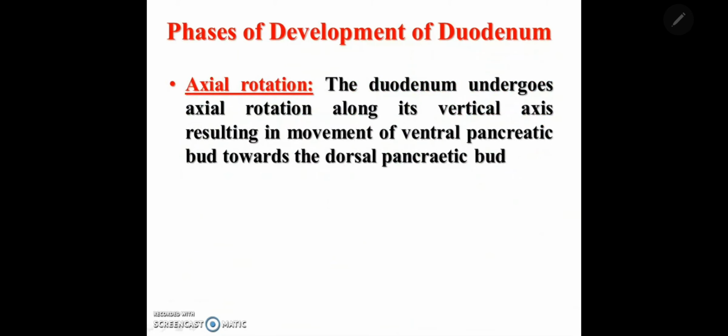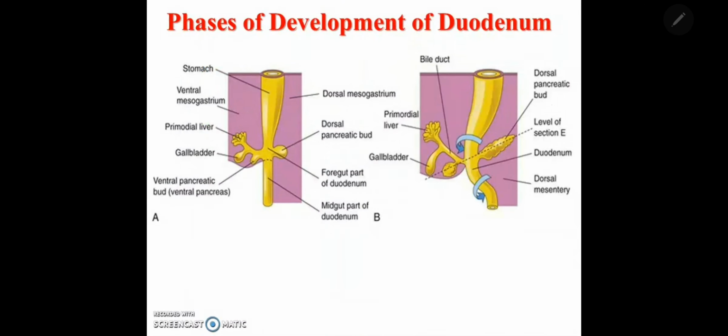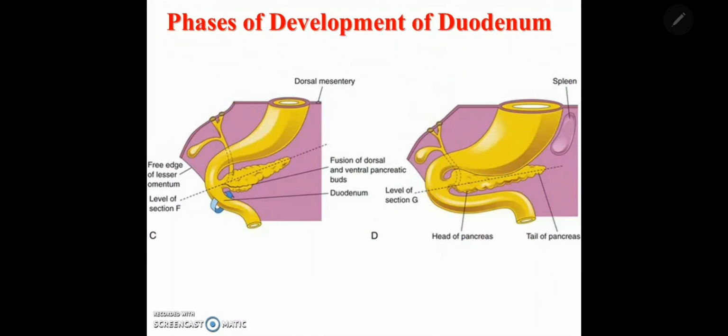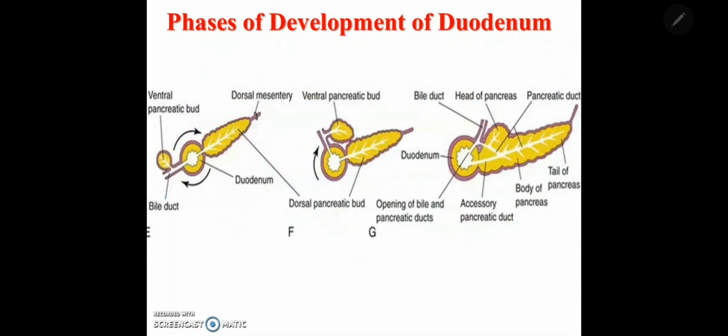And axial rotation: here the duodenum undergoes axial rotation along its vertical axis, resulting in movement of the ventral and dorsal pancreatic buds. You can see the dorsal pancreatic bud coming from the foregut, whereas the ventral pancreatic bud comes from the junction between the foregut and midgut. These ventral and dorsal pancreatic buds move towards each other, resulting in axial rotation. Axial rotation of the duodenum helps in the movement of the ventral and dorsal pancreatic buds, forming the pancreas. So this is the axial rotation.